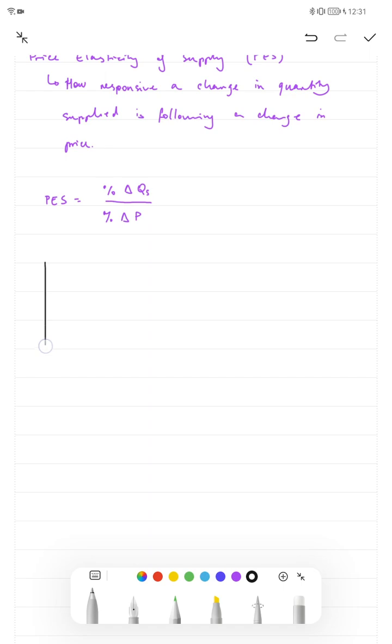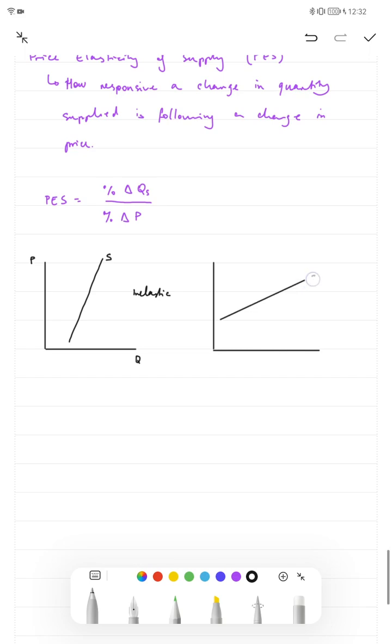So, for example, if we had a very steep supply curve, this would be inelastic. And if we had a very shallow supply curve, this would be more elastic.